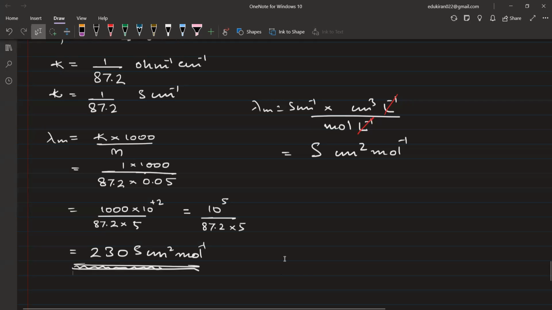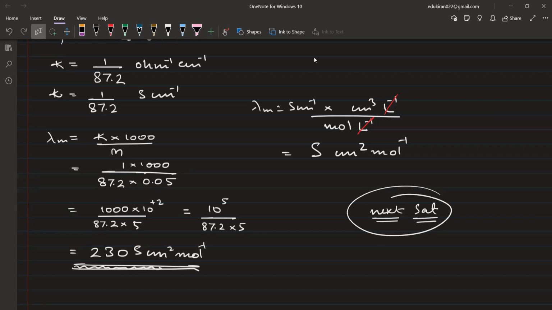Okay. So now we have just one thing that is remaining, Kohlrausch's law of independent migration. That will take around half a class, and then we are going to do some more numericals in the next class. So on next Saturday, this chapter will be completely over. Okay? Electrochemistry will be completely over.